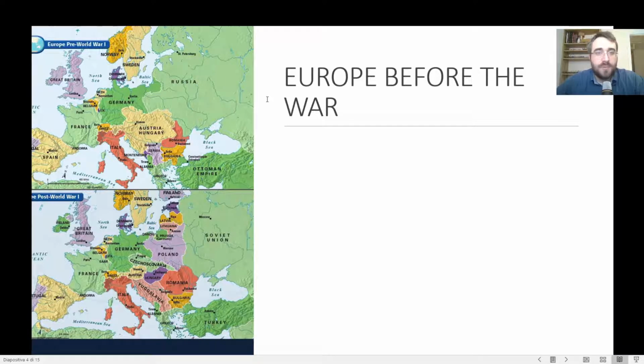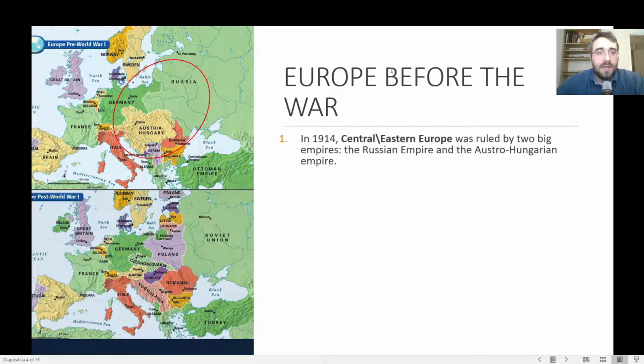Now look at these two maps. The one above shows Europe in 1914 and the other shows Europe in 1919, after World War I. There are too many differences in the map to be properly explained here, but the most evident ones are the following. First of all, in 1914, Eastern Europe was ruled by two big empires, the Russian Empire and the Austro-Hungarian Empire. As we said many times before, these two countries were multinational empires, in that they contained a huge number of different peoples who often wanted to have their own independent countries.